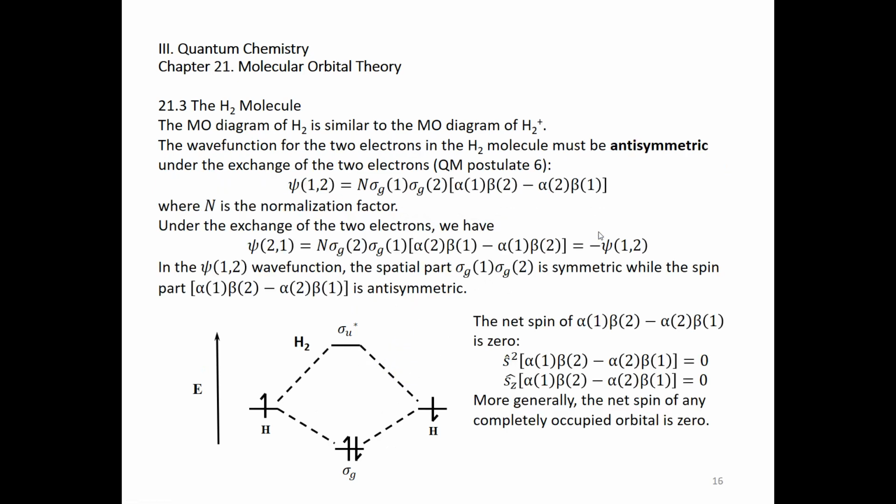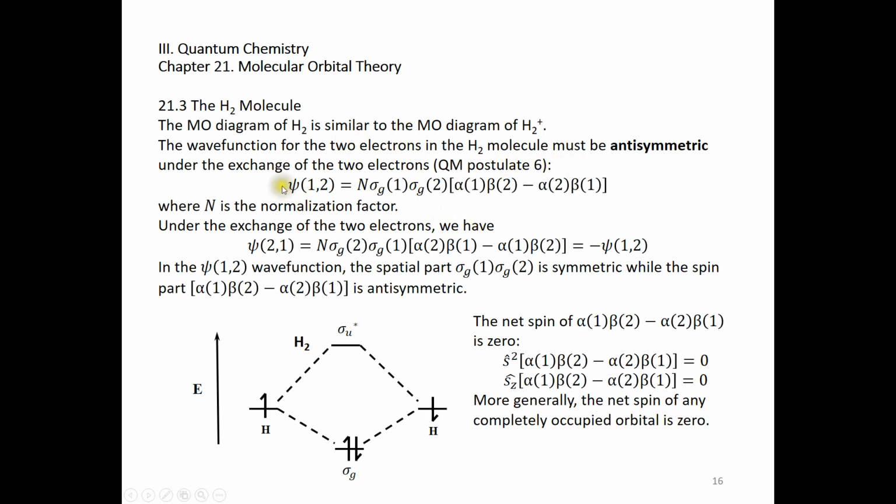The MO diagram of H2 is very similar to the MO diagram of H2+. The wave function for the 2 electrons in the H2 molecule must be antisymmetric under the exchange of the 2 electrons. That's the biggest difference between H2 and H2+. In H2+, we have only 1 electron. We do not even have to worry about quantum mechanical postulate 6, which states that the total wave function must be antisymmetric under the exchange of 2 electrons. But in H2, we have to worry about this postulate 6.